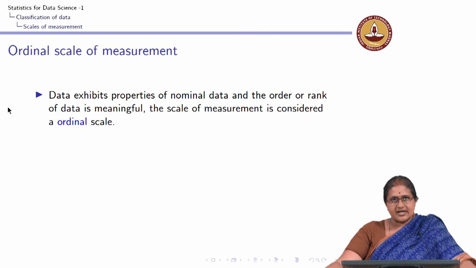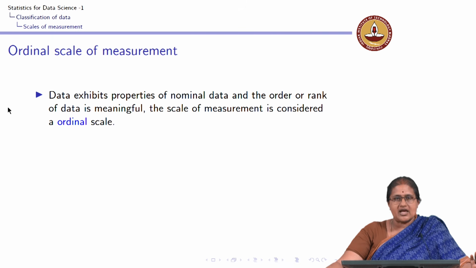The next scale of measurement is called an ordinal scale of measurement, where the data exhibits the same property of nominal data, but here an order or rank is meaningful.